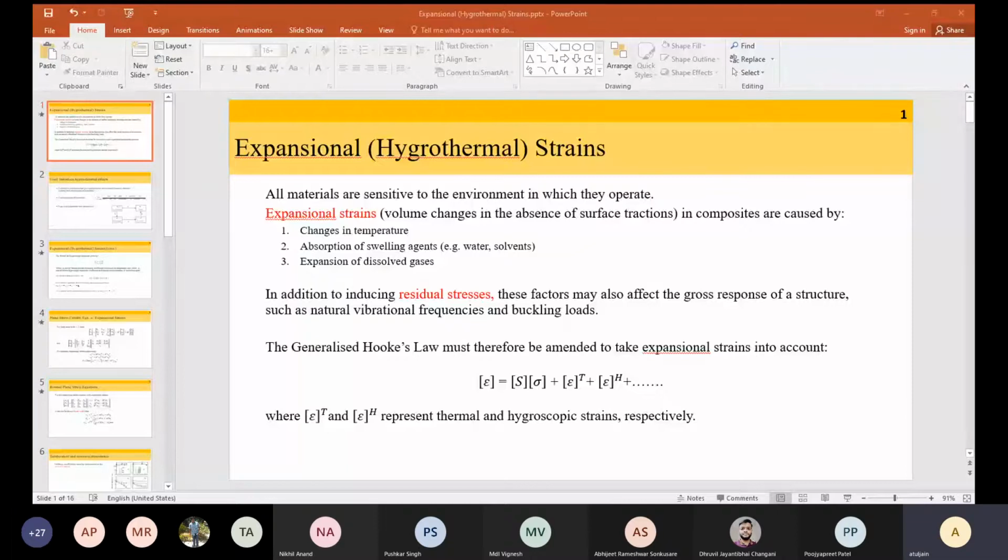So, volume changes in the absence of surface tractions are known as expansional strains. They can be caused by changes in temperature or absorption of some swelling agent like water or solvent, or some dissolved gases inside the composite material that somehow start getting expanded. This will lead to what is known as residual stress.